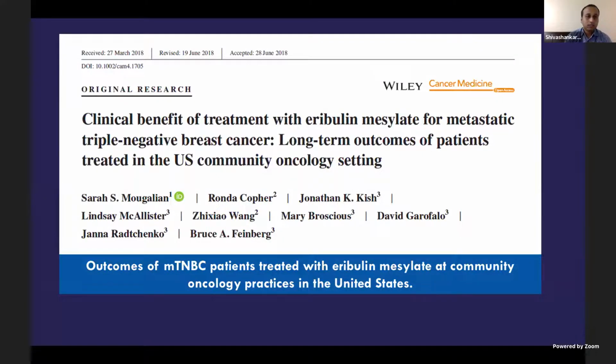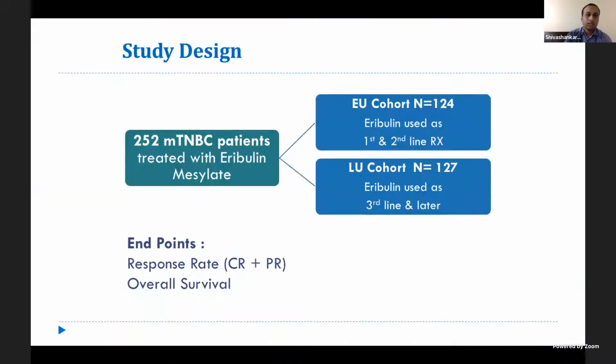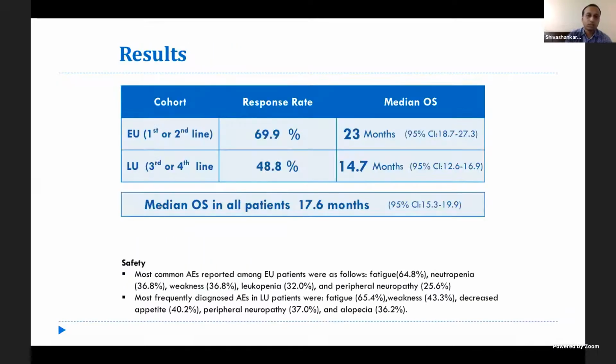So another recent publication looked at the outcome of eribulin when used in metastatic triple negative breast cancer. In this, 252 metastatic triple negative breast cancer patients were included. When it was used in first or second line, the response rate was huge, to the tune of 70%. And those patients who received eribulin in earlier lines had a median OS to the tune of 23 months. That is what we see with the use of IO agents nowadays, to the tune of 2 years.